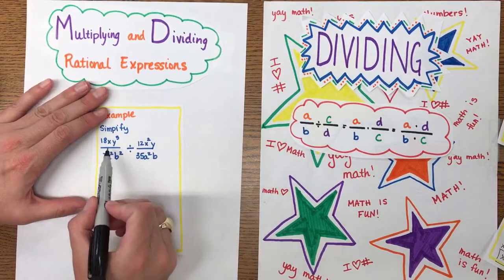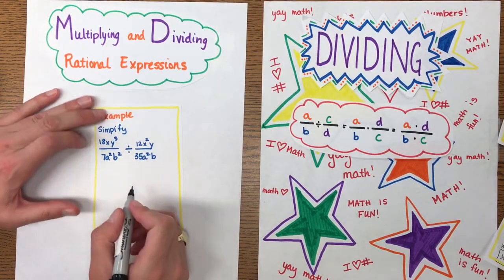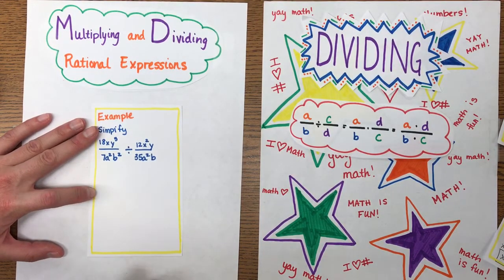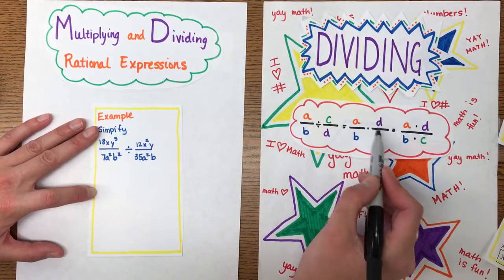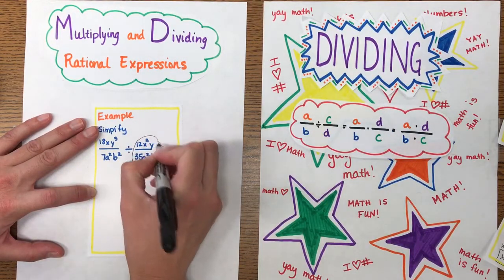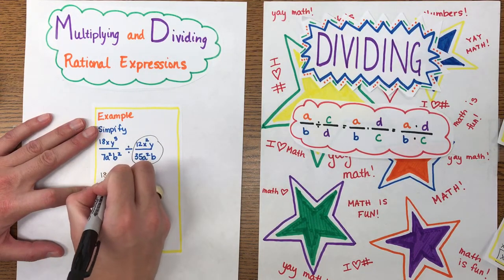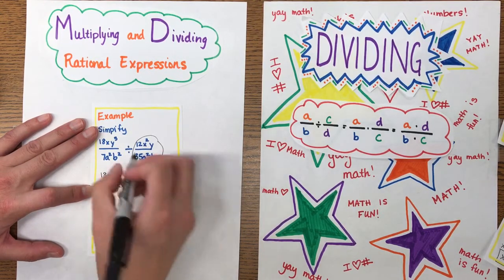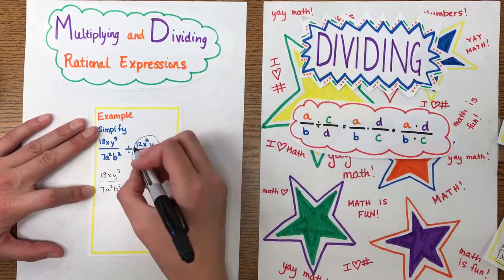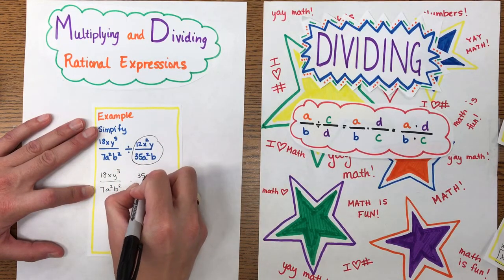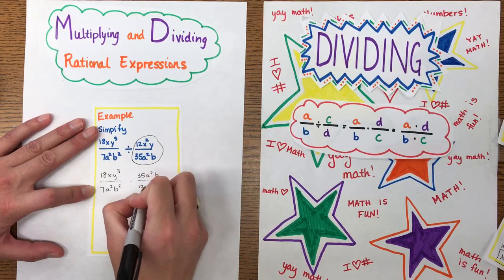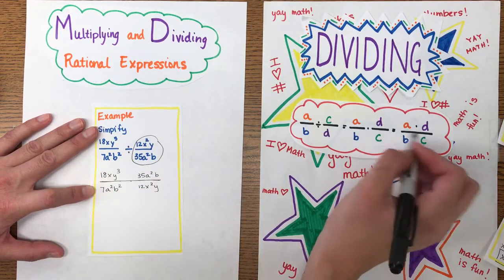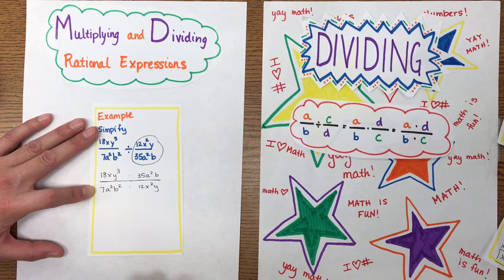So I have 18xy cubed over 7a squared b squared, divided by 12x squared y over 35a squared b. Step one is we're going to find the reciprocal of the second term. So that means this term is going to get flipped. So I have 18xy cubed over 7a squared b squared. Now, instead of division, I'm going to change it to multiplication, and I'm going to flip this. So it will be 35a squared b over 12x squared y.